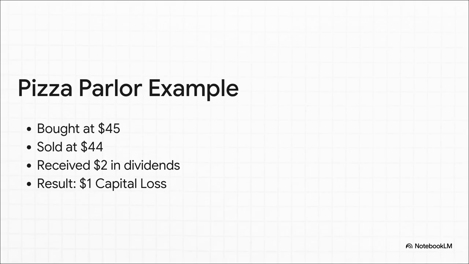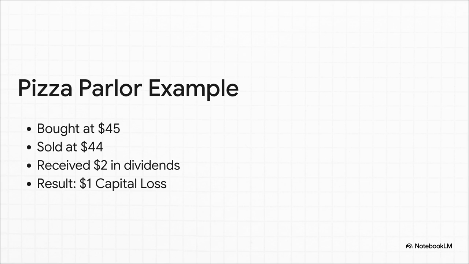Let's look at another exam-style scenario to really cement this. We'll call this one the Amazing Pizza Parlor stock. So John buys the stock for $45 a share. While he's holding it, he receives $2 in taxable dividends. Later on, he decides to sell the stock for $44 a share. And the exam question asks for his realized capital gain or loss.